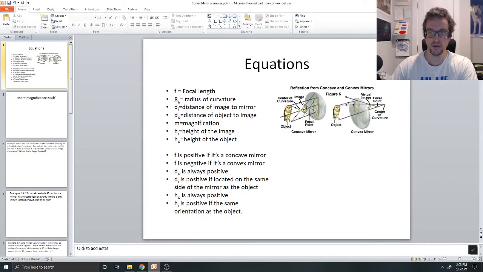All right, so we're going to talk about the math of curved mirrors, and I can also do some examples of that. But let's get on the same page with some of these definitions here. So the first is focal length. You should already know what that is.